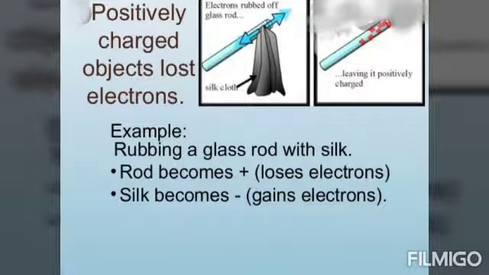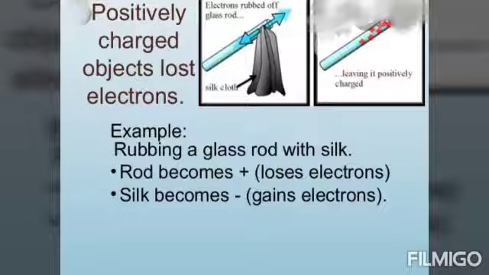Okay, now we'll see the question: what will happen if a glass rod is rubbed on a silk cloth? Now see, when a glass rod is rubbed against a silk cloth, it gets electrically charged.